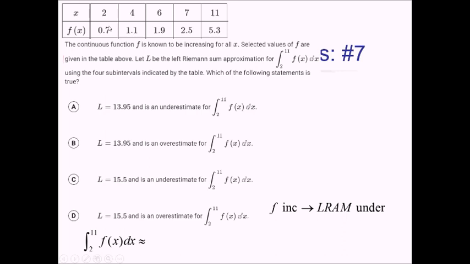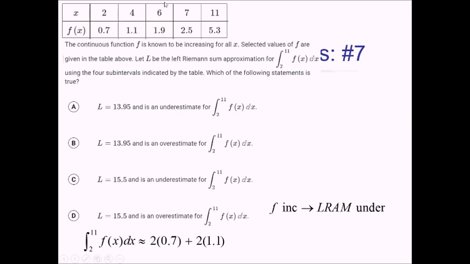For the first rectangle, which goes from 2 to 4, I have a base of 2 times a height of, well, my possible heights are in the f of x column here, or the row here. But because this is a left Riemann sum, I always have to take the left choice between the two of them. So I have a base of 2 times a height of 0.7. Next, we have a base of 2 from 4 to 6 times a height of 1.1.